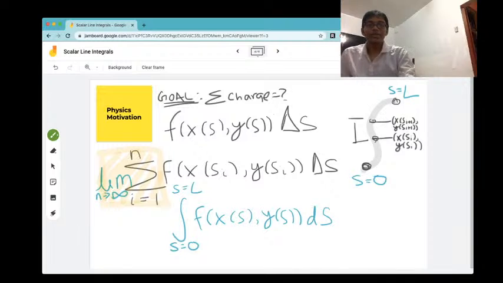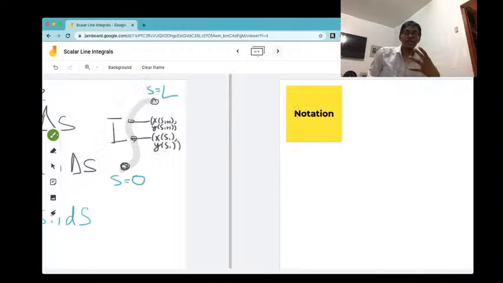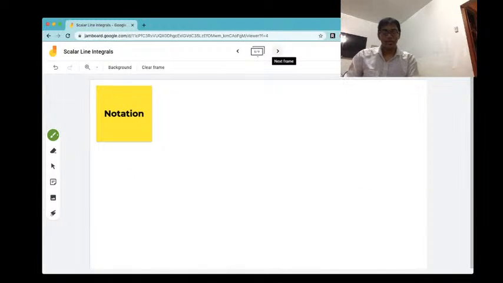But I still can't compute that, right? So I have to change it into something that I can compute. So let's move on to the next slide so we can actually understand how we can compute this truly massive thing, integral.